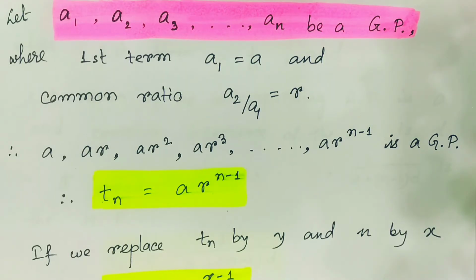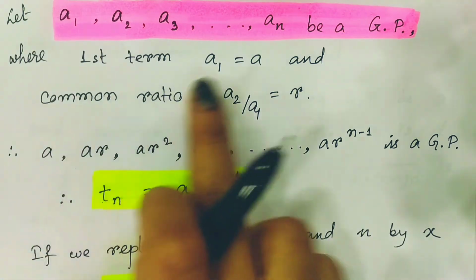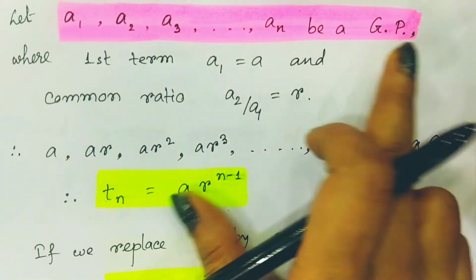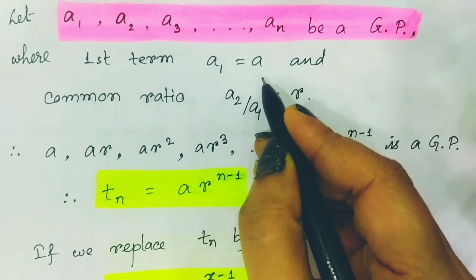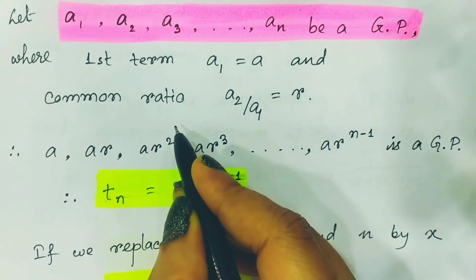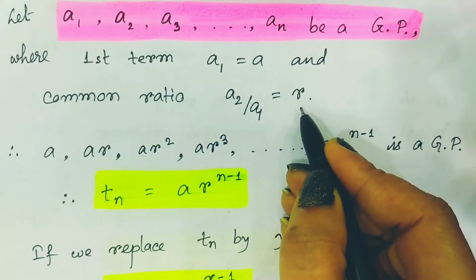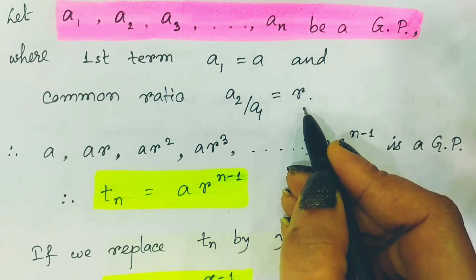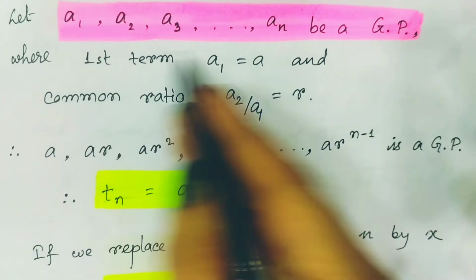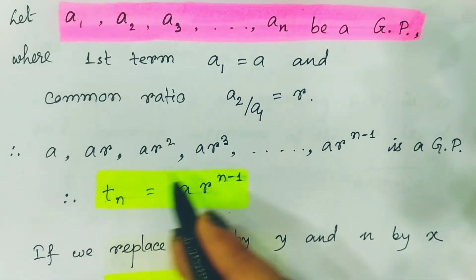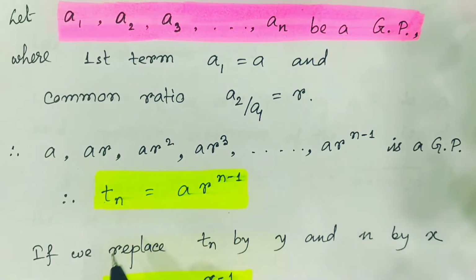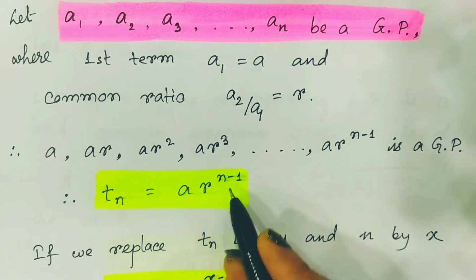Similarly, we can have a visualization regarding the GP, geometric progression, also. Let x1, x2, x3, ..., xn be a geometric progression. Its first term is a1 equals a, and its common ratio is a2 by a1 equals r. So r is the common ratio. Hence we can write this geometric progression in the form a, ar, ar square, in this way. Hence its nth term is a r to the power n minus 1.